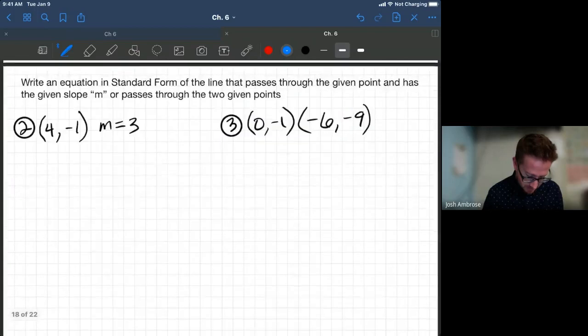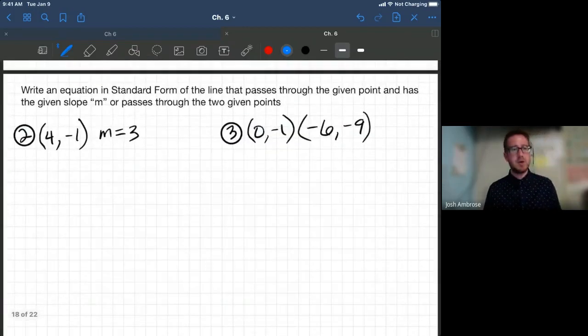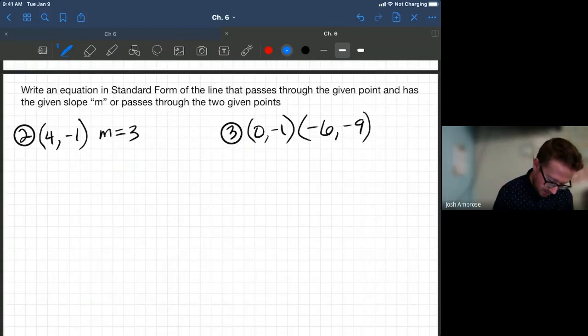Next example problem. Here we go. Write an equation in standard form. That's the whole purpose of the section. And if it passes through the given point and has a slope of m, so that's number 2. They give us a point, they give us the slope. And then the other style is, what if they just give you 2 points? Well, that means they didn't give us the slope. That's number 3 right there. So we're going to have to solve for the slope first in number 3, and then we can proceed. But let's do number 2, because this one will kind of set us up for the format of how to do number 3.